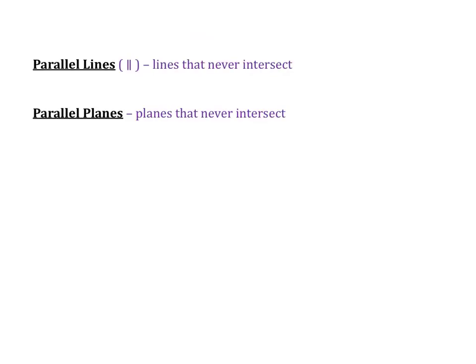Parallel lines is a term you should have heard before. It's two lines that never intersect, and we use the parallel line symbol, just two lines right next to each other, not intersecting. And an extension on that is parallel planes, and those are two planes that never intersect.